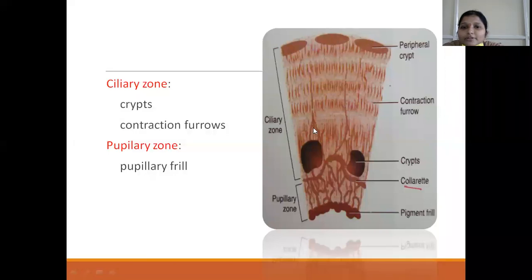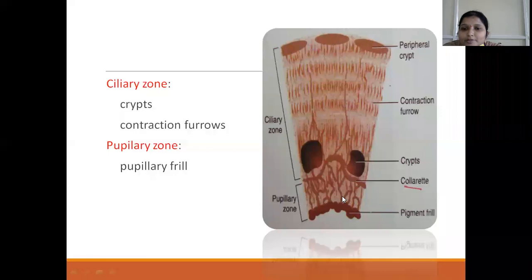Here you can see the peripheral crypts, and these are the central crypts. Another characteristic feature of the ciliary zone is contraction furrows. These are just faint lines present concentric to the collarette, and they are clearly visible when the pupil is well dilated. And next comes the pupillary zone, which extends from the collarette to the pupillary margin.